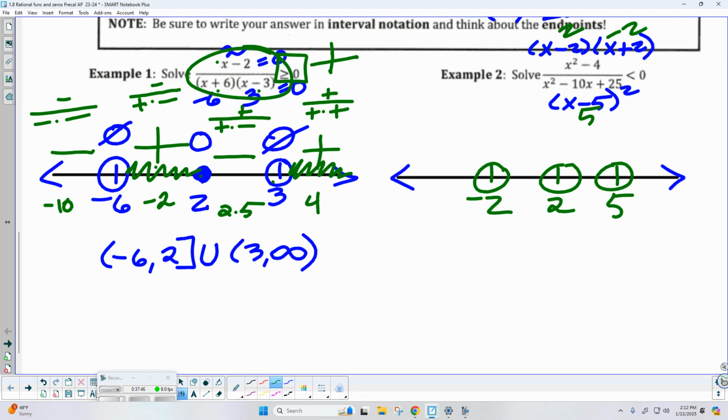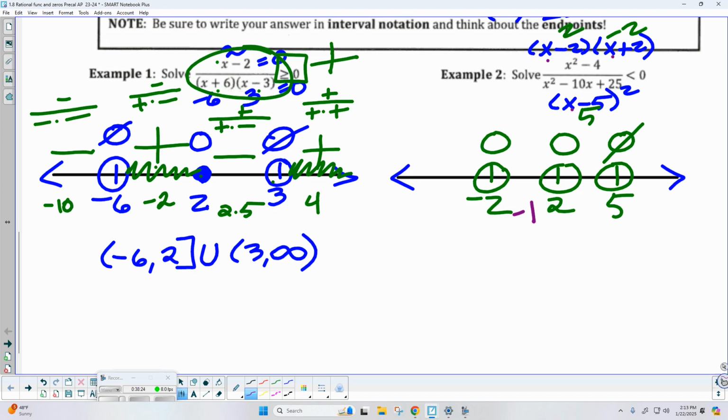What value or values are my zeros? What values came out of the numerator? Negative 2 and 2. So they're my zeros. 5 came out of the denominator, so that's my undefined. So now let's choose a number, something between negative 2 and 2. Okay, negative 1. So I'm going to plug it into these 3 groups that I have.